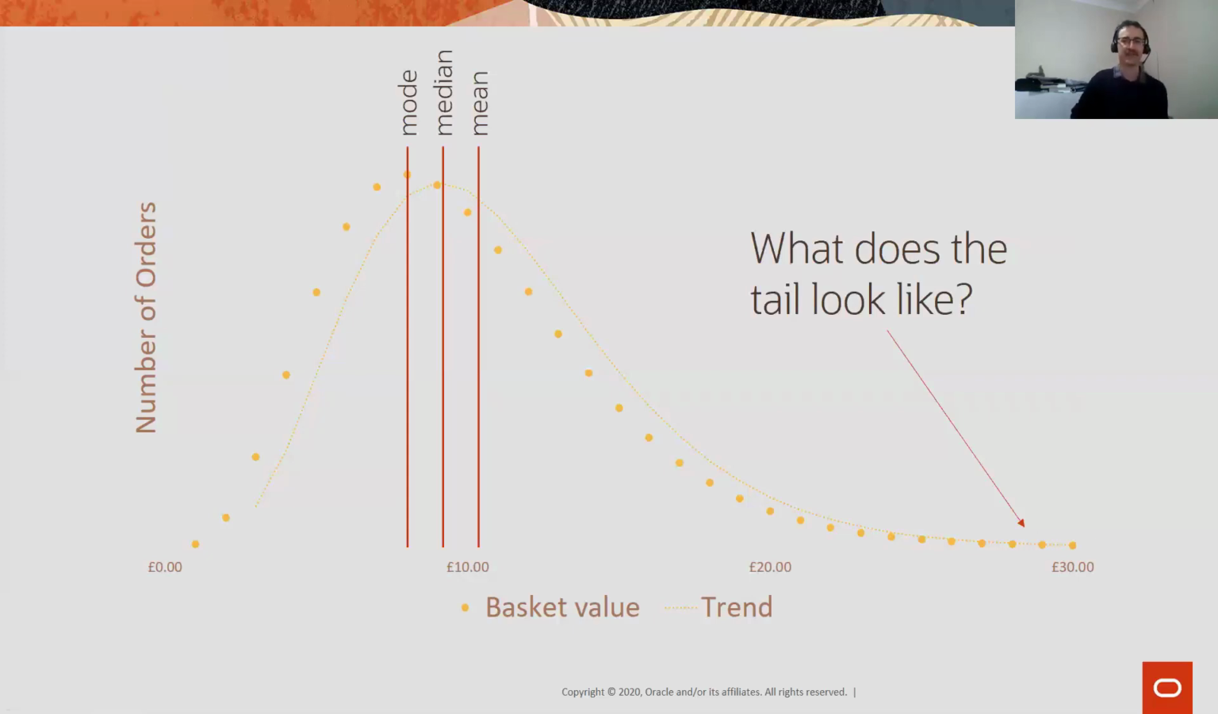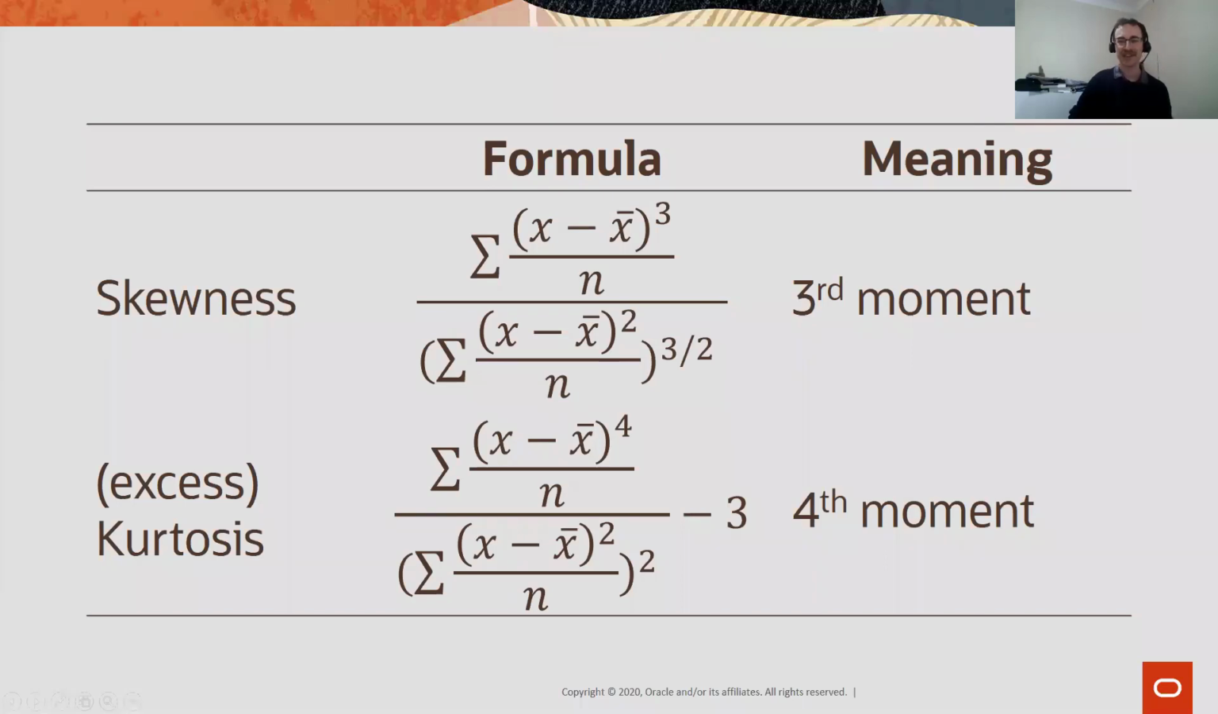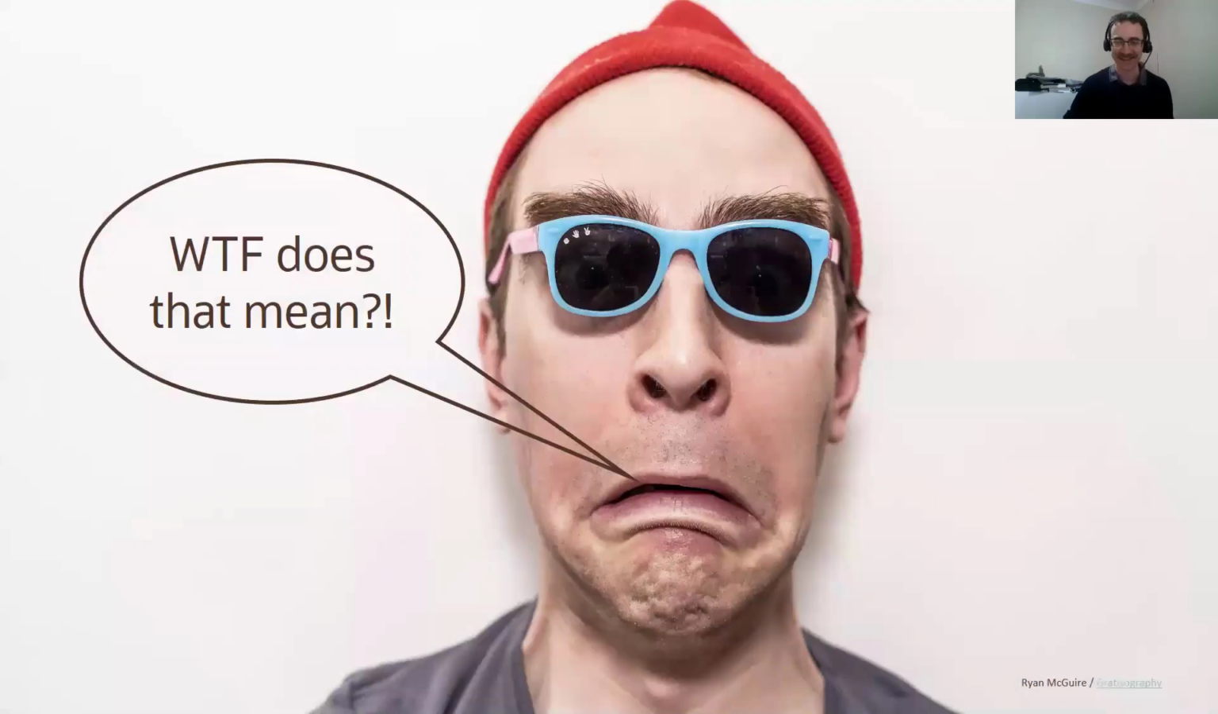So to help with this kind of analysis, we've got a couple of new statistical functions in the database. Not new in general statistical analysis, they've been around for a while, but new to Oracle database. And we've got these skewness and kurtosis functions. Skewness is the third moment of the data, excess kurtosis, or kurtosis, is the fourth moment of the data, which have these lovely looking formulas, which I'm sure make a lot of sense to all of you. Probably not. You're probably all looking at that and going, what the heck on earth does that mean?